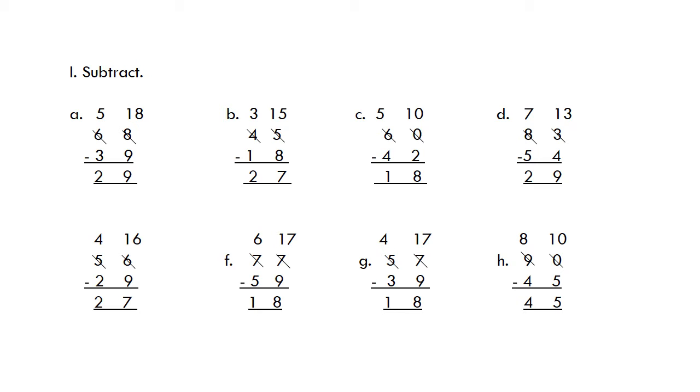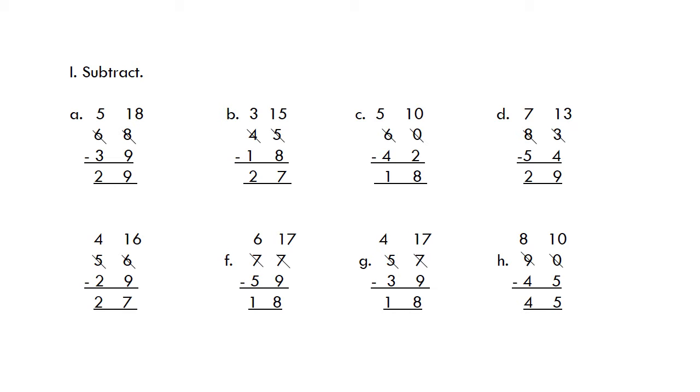Now 18 minus 9 equals to 9. Write 9 under ones column. Now look at the tens column. 5 is left there. 5 minus 3 is 2. Write 2 under tens column. So children, 68 minus 39 equals to 29. So 29 will be your answer.